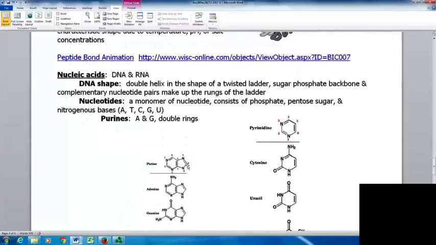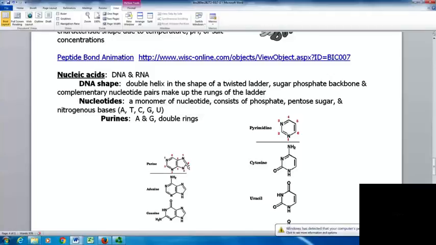Our nucleic acids are going to be the DNA and RNA. The shape of DNA is a double helix. It's in the shape of a twisted ladder. The sides or the backbones of the ladder are going to be made up of sugar and phosphate, and then complementary nucleotide pairs are going to make up the rungs of your ladder. Nucleotides are the monomer of the nucleic acid. They consist of a phosphate, a pentose sugar, and a nitrogenous base. The nitrogenous bases would be adenine, thymine, cytosine, guanine, or uracil.